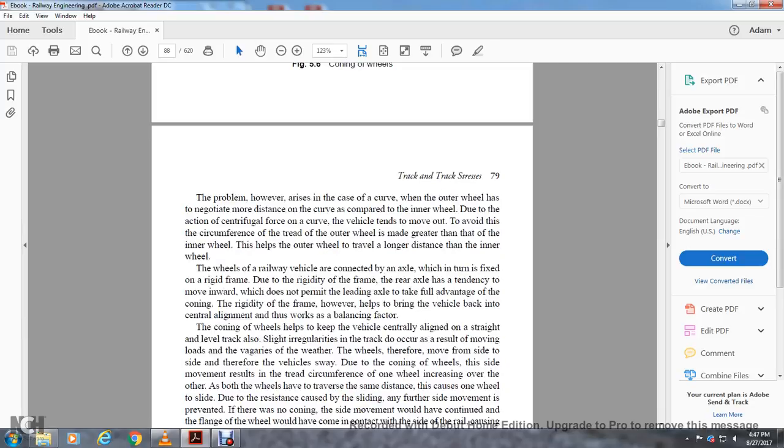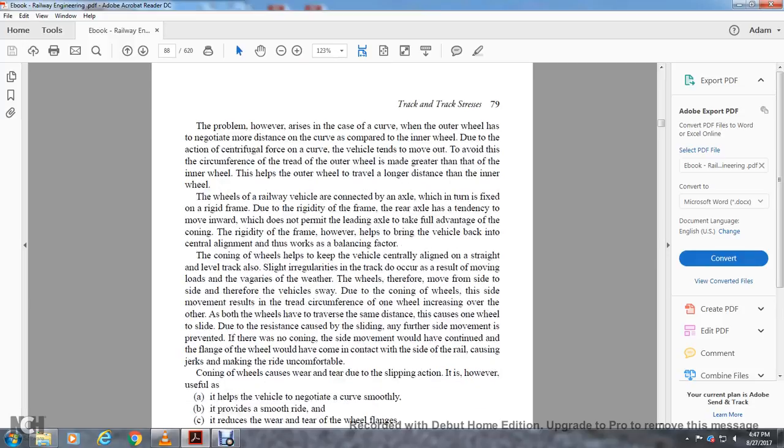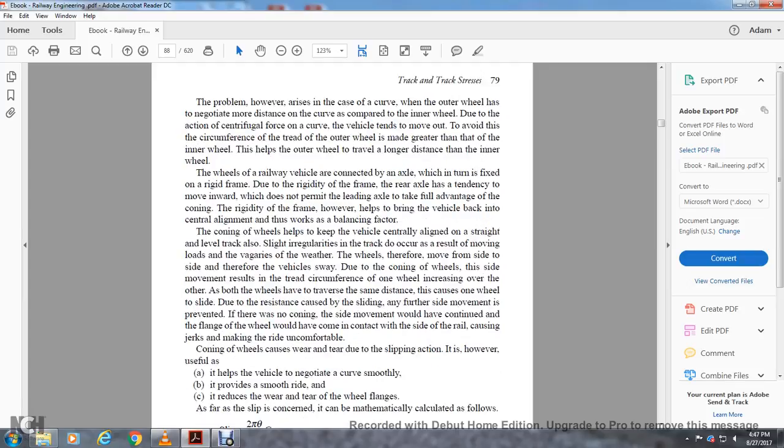The problem, however, arises in the case of a curve, where the outer wheel has to negotiate more distance than the inner wheel. Due to the action of centrifugal force on the curve, the vehicle tends to move outward, so the circumference of the tread of the outer wheel is made greater than the inner wheel. This helps the outer wheel to travel a longer distance than the inner wheel. The wheels of the railway vehicle are connected with the axle and fixed in a rigid frame, which does not permit the leading axle to move to take advantage of the coning. The rigidity of the frame, however, helps bring the vehicle back to center alignment and works as a balancing factor.